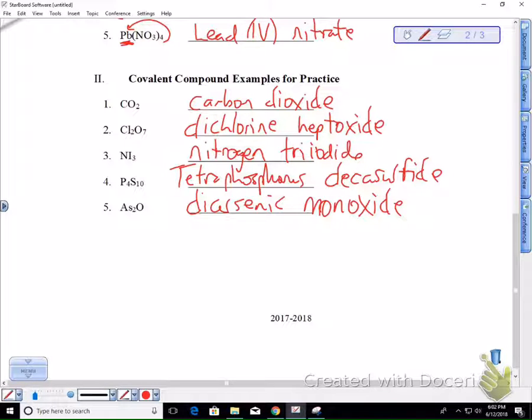All right, you got some on the following page here to practice on your own. You have to choose if it's ionic or covalent, and then apply the appropriate naming system. If you have any questions, make sure to come by and ask.